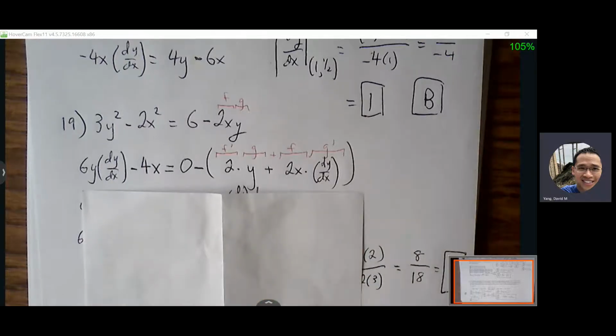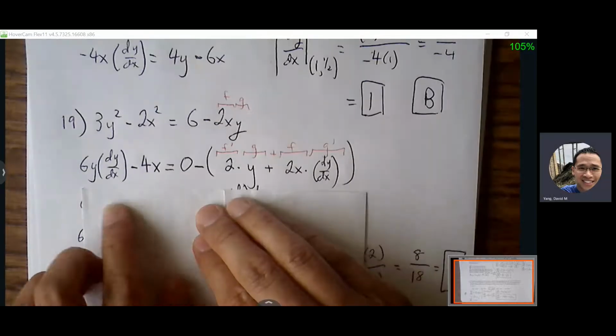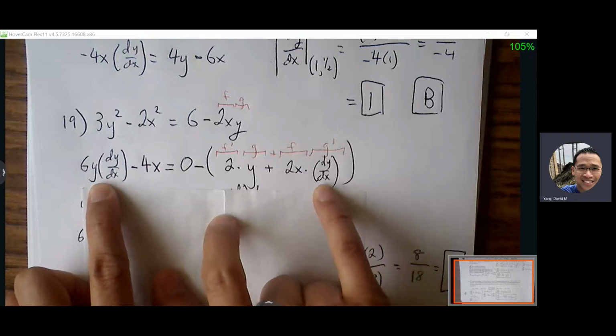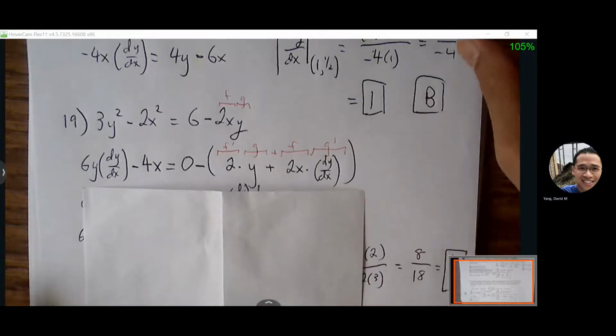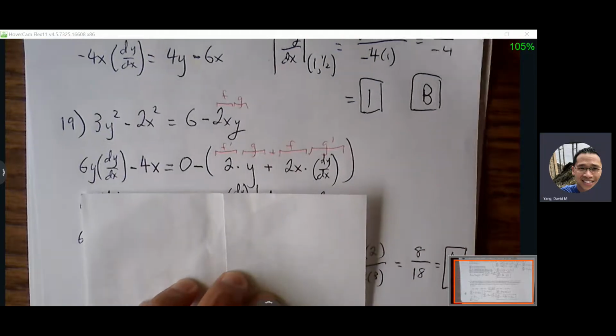Okay, so now it's just a matter of cleaning up. Try to distribute the negative through, merge all the terms together, or not like terms, but we can group the dy dx terms together, factor that out, solve for dy dx, and then finally insert our ordered pair 3, 2.